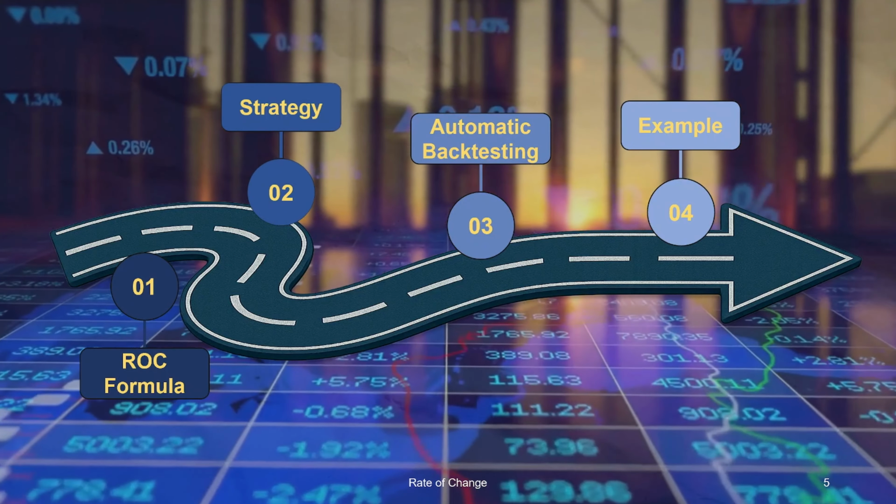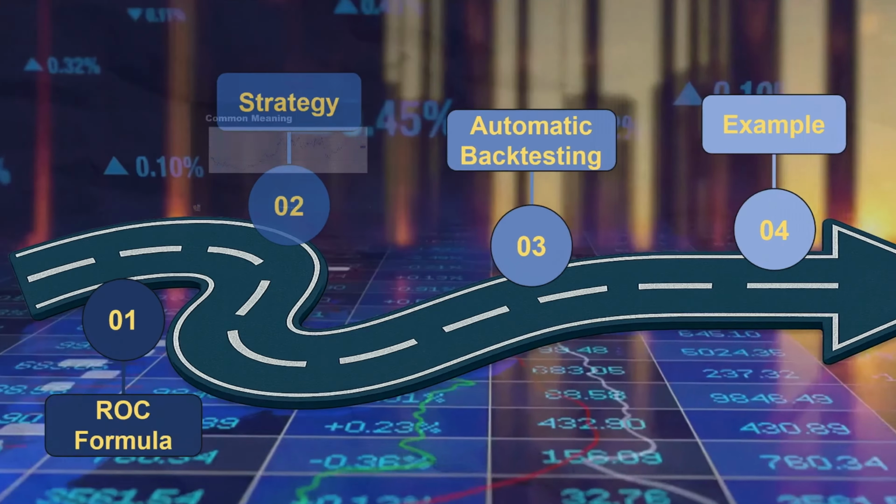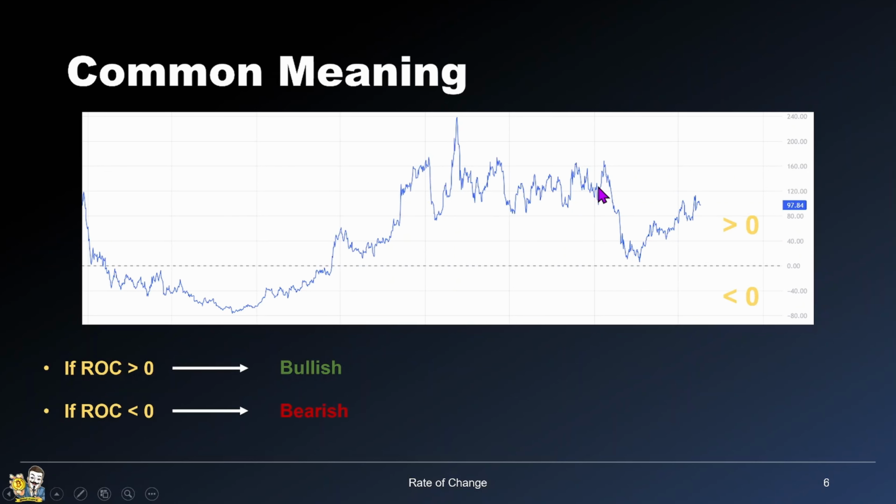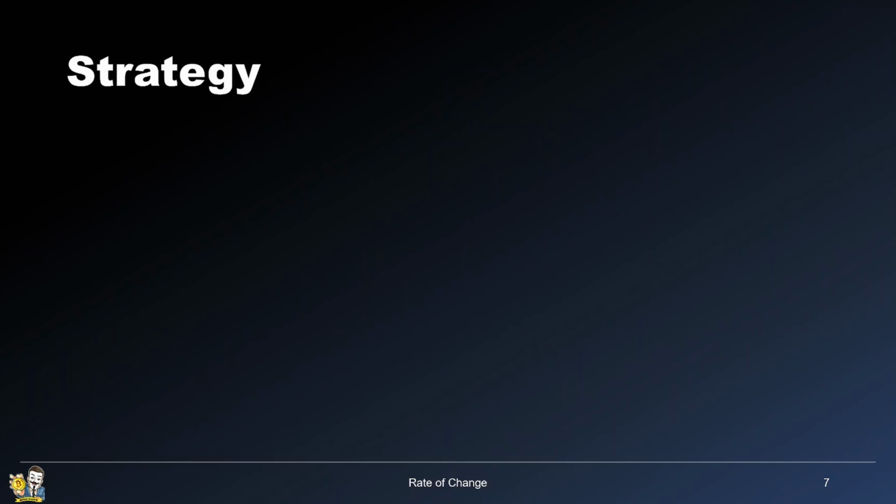Okay, let's see how to implement the rate of change in your strategy. The common interpretation of this indicator is that if ROC is positive, meaning higher than 0, we're in bullish momentum. On the other hand, if ROC is below 0, it's bearish momentum. Based on this, we can implement this long strategy.